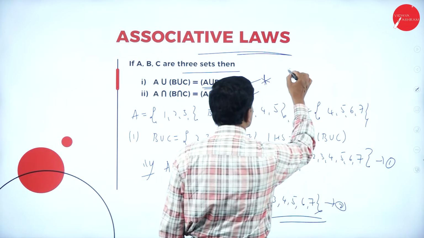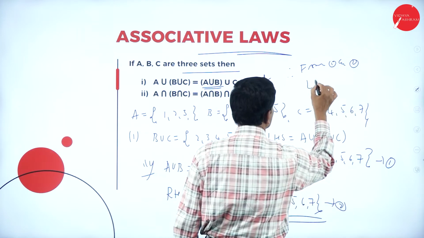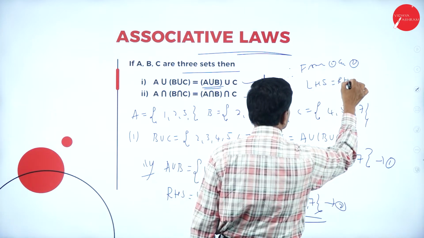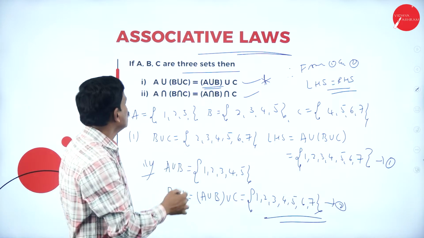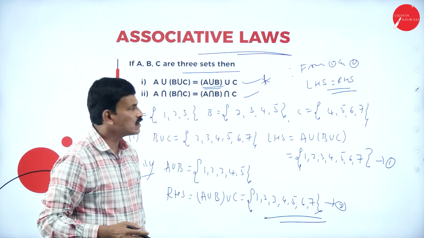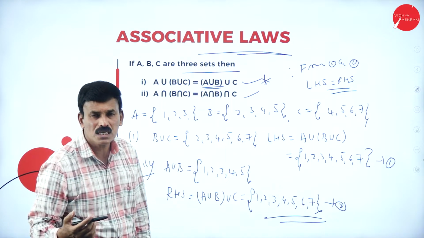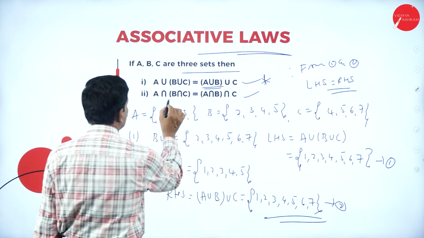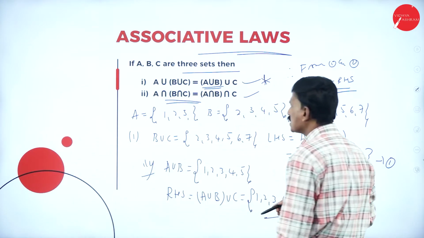So, what do you say from 1 and 2? From 1 and 2, you can say that LHS is equal to RHS. That is, A union (B union C) is equal to (A union B) union C. That is, the associative law is satisfied. Similarly, you can verify this for intersection also, if you want.